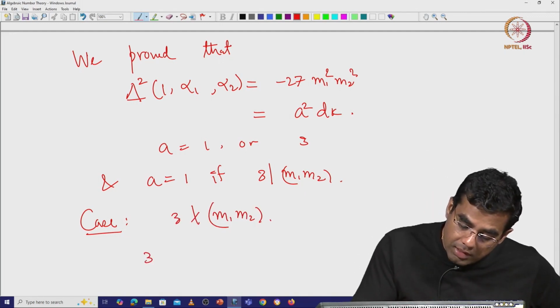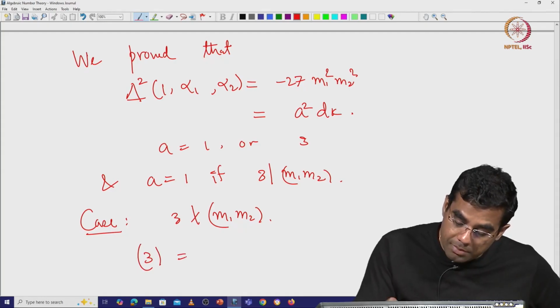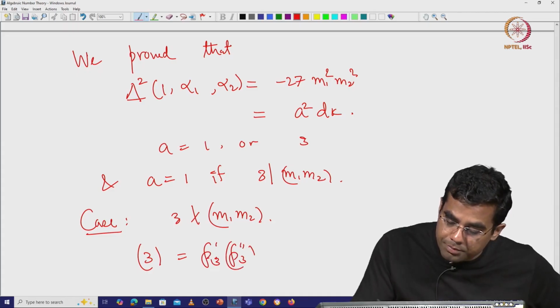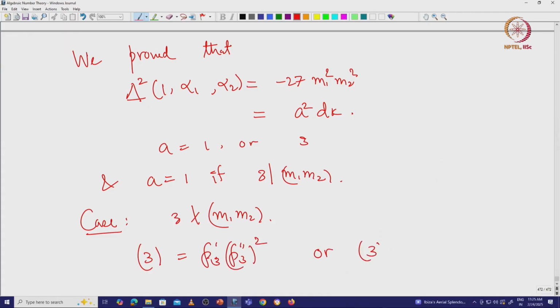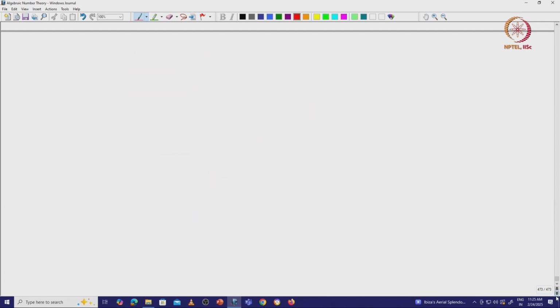In that case, there are two subcases: 3 is P3' P3''squared, or 3 is totally ramified and it is P3 cubed. So, we have to consider these two cases. 3 is definitely ramified. So, you can't have 3 to be inert or 3 to be split into 2 primes, because it is ramified.